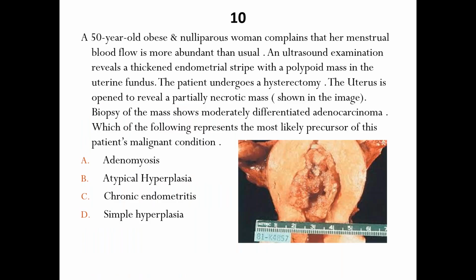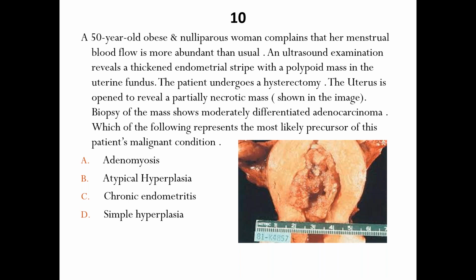The last case-based discussion. A 50-year-old obese nulliparous woman complains that her menstrual blood flow is more abundant than usual. Ultrasound reveals a thickened endometrial strip with polypoid mass. The patient undergoes hysterectomy. Uterus is opened and the necrotic mass is seen in the image. Biopsy of the mass shows moderately differentiated adenocarcinoma.